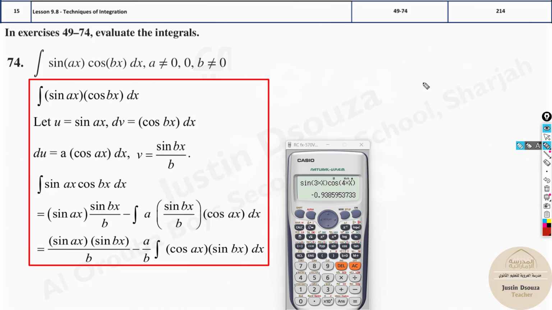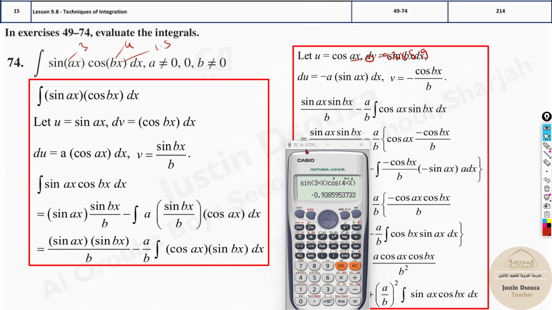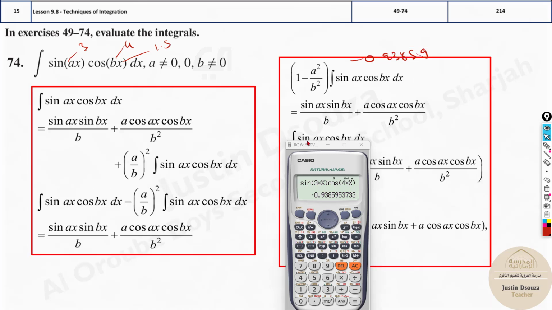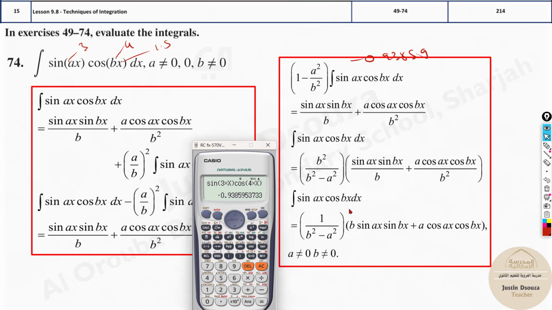And then you need to do the same thing for all the options, right? So I'll just write 0.93859, and over here the A value is taken as 3 and this as 4, x as 1.5. Now let's look into the final answer. Now this is not the final answer. Let's see, where is the final answer? Over here, I believe. So you can see this is the final answer.